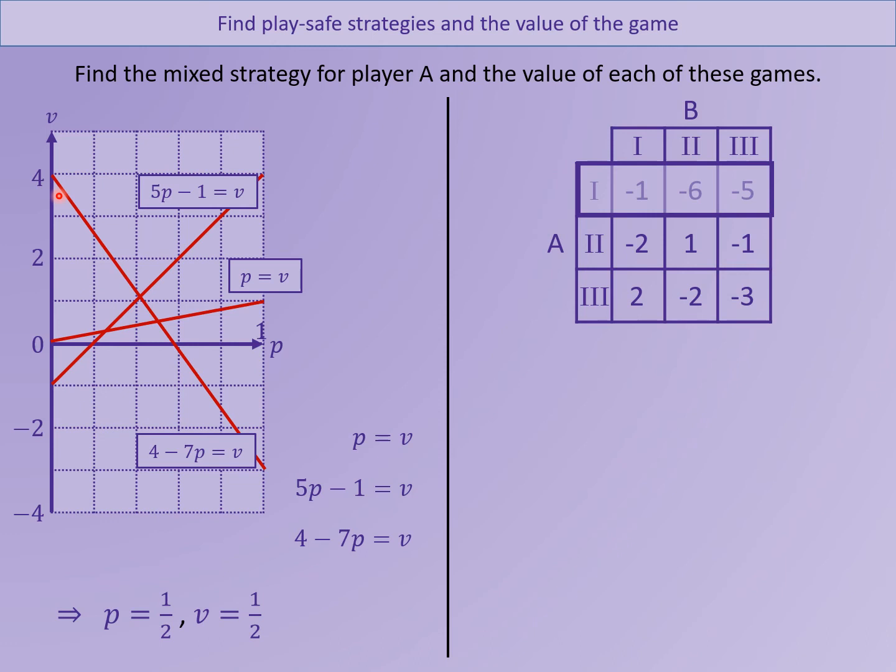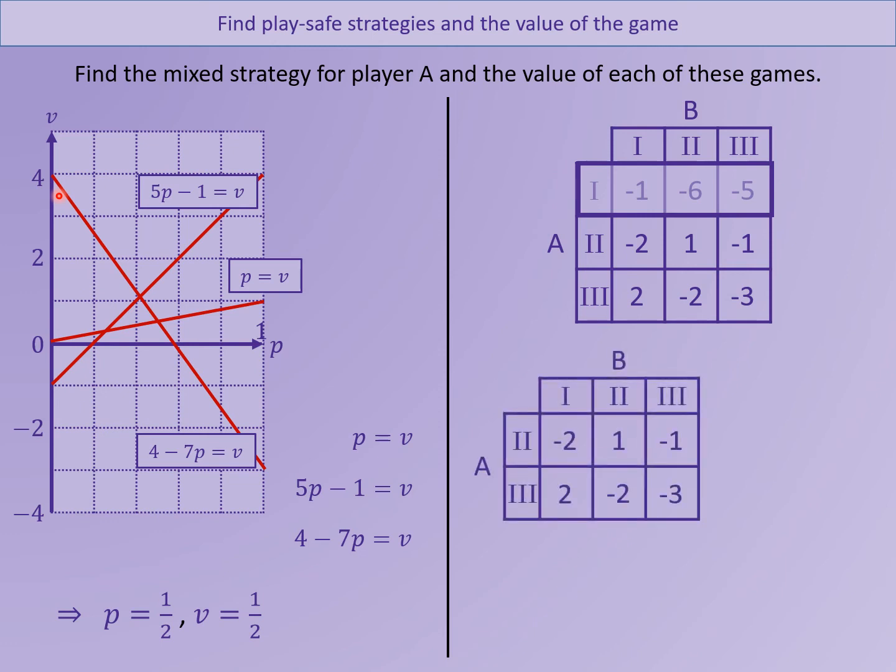For the second game, we can see that strategy 1 is always dominated. So it's dominated by strategy 3. So player A will never play option 1. So therefore, they will play option 2 with probability P and option 3 with probability 1 minus P. These are the three values you will get.